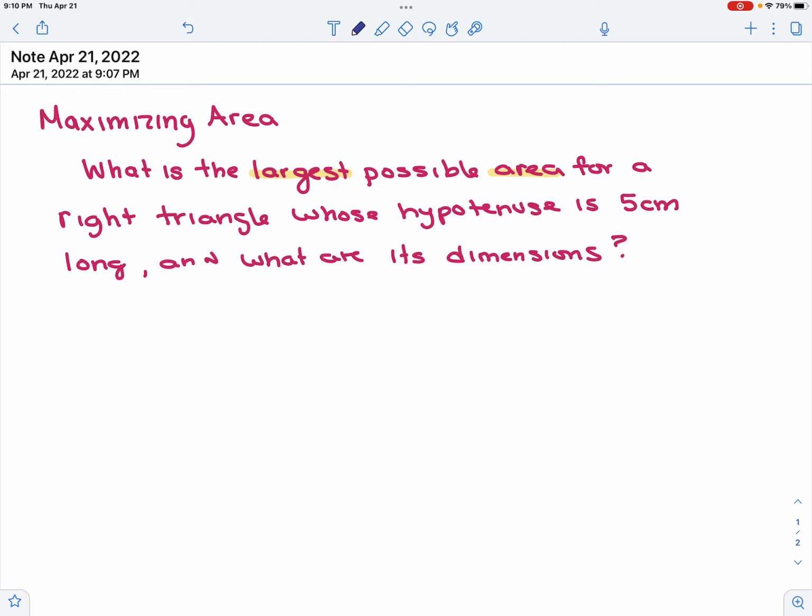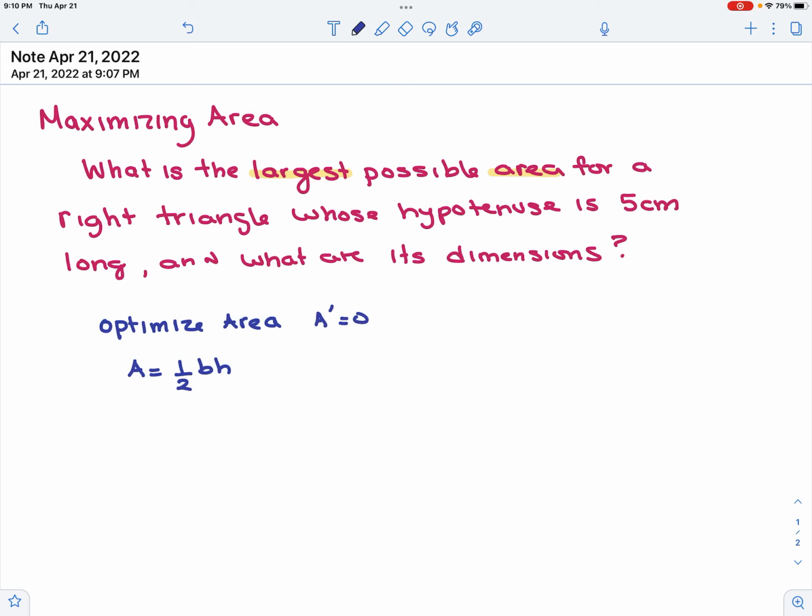We're looking to optimize area, and it's the area of a right triangle. So we could write that formula, half base times height. And our plan is that if we're optimizing, we're going to take the derivative of that and set it equal to 0.